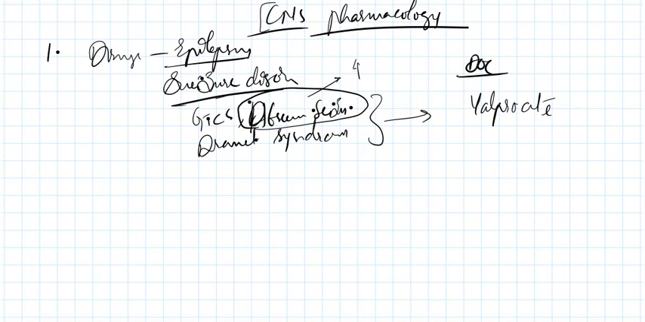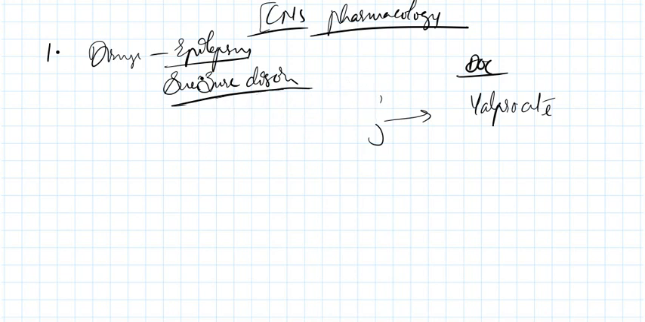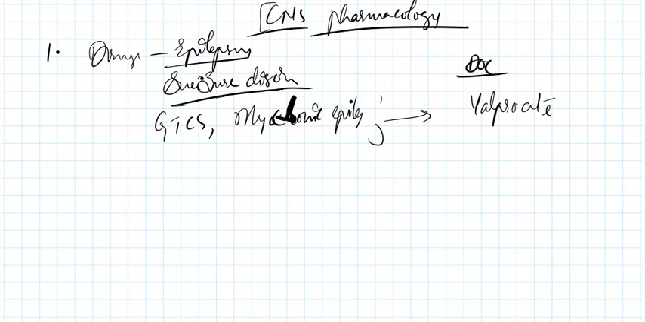And also JME, right? Sorry, yes, it's my mistake. Valproate is the drug of choice for GTCS. It's myoclonic epilepsy. I'm extremely sorry, it's myoclonic seizures or epilepsy. It's also called juvenile myoclonic epilepsy, and Dravet syndrome. So the drug of choice is valproate.